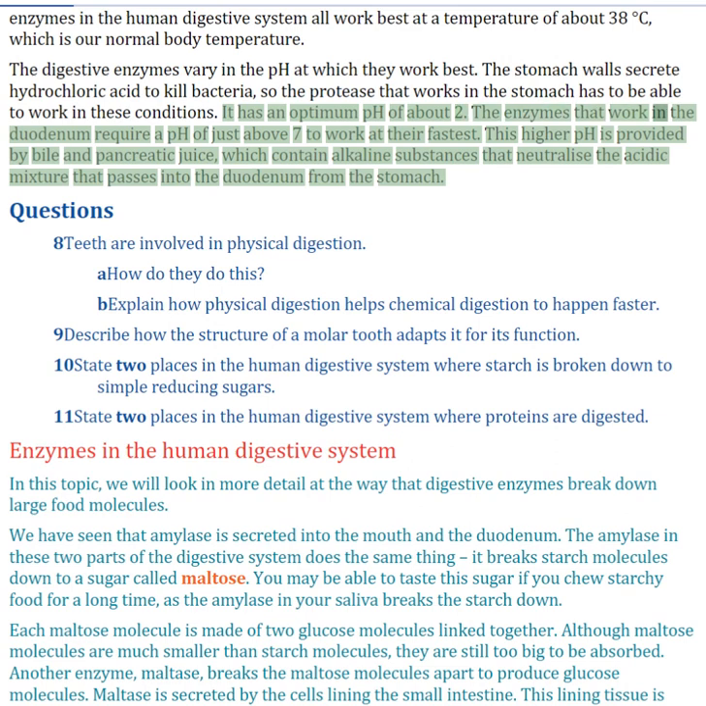The enzymes that work in the duodenum require a pH of just above 7 to work at their fastest. This higher pH is provided by bile and pancreatic juice, which contain alkaline substances that neutralize the acidic mixture that passes into the duodenum from the stomach.